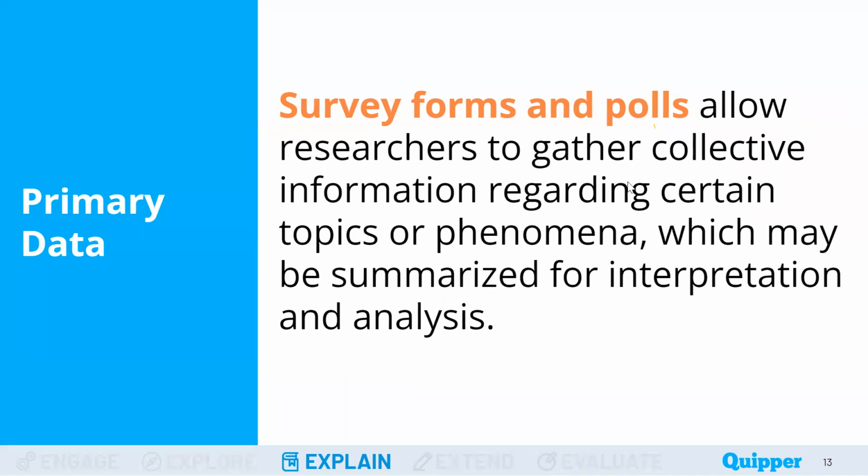Survey forms and polls, just like your evaluative records, allow researchers to gather collective information regarding certain topics and phenomena, which may be summarized for interpretation and analysis. Once these survey forms and polls have been summarized, interpreted, and analyzed by another researcher, they become secondary data. Okay? But the survey itself is primary data.